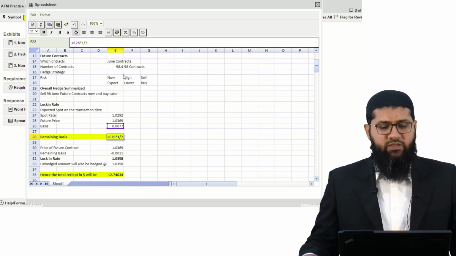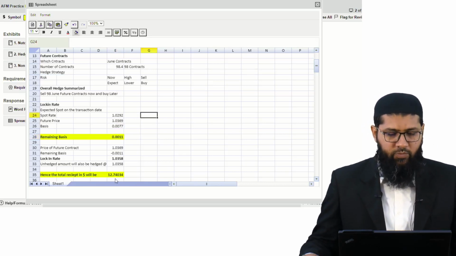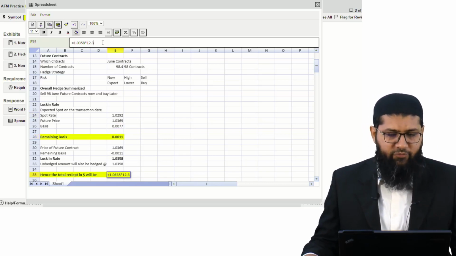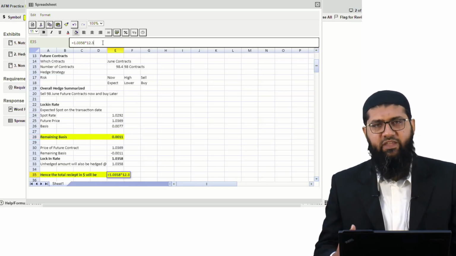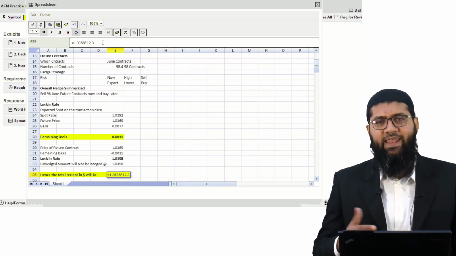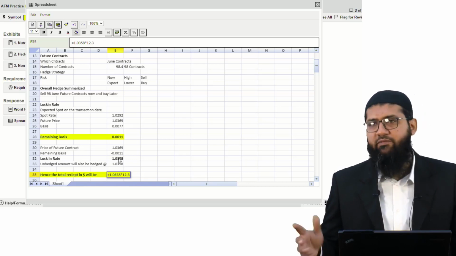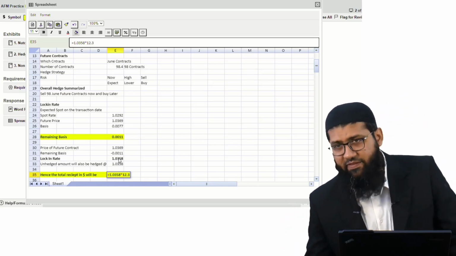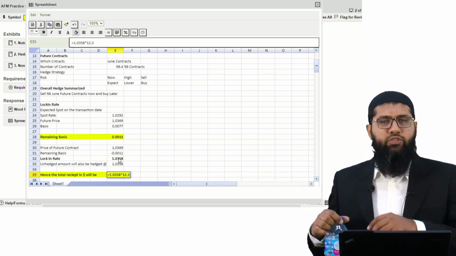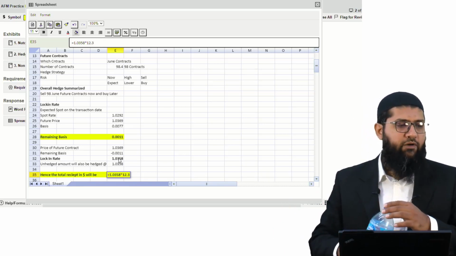Okay, anyone else having any other issues, please? Okay, for 12.74, it's 12.3 million CHF that you got to receive. It's a direct quote, will be multiplied with the 1.0358 rate, which has been the rate that we have established using the futures contract, using the forward contract.